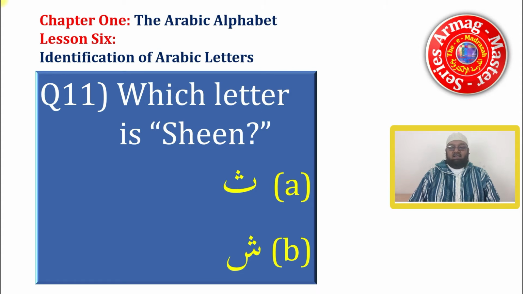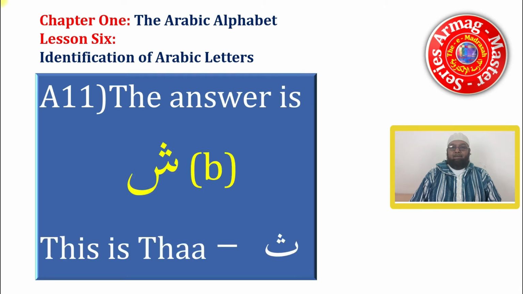Which letter is SHEEN? So here we have A and B. So our answer would either be A or B. We look at the letter A and we look at the letter B and see which one is SHEEN. So take 5 seconds again and see if A is correct or if B is correct. The answer for question 11 is B. B is SHEEN. And the A was THAA. So the answer is SHEEN.